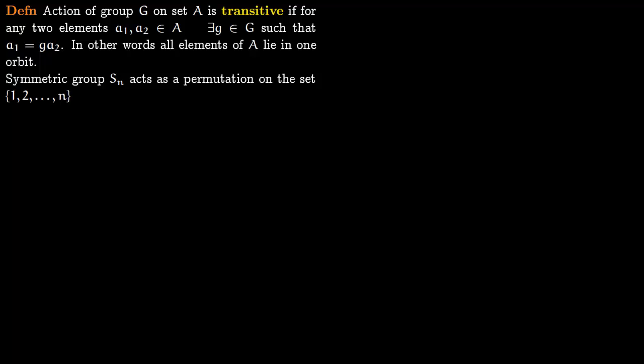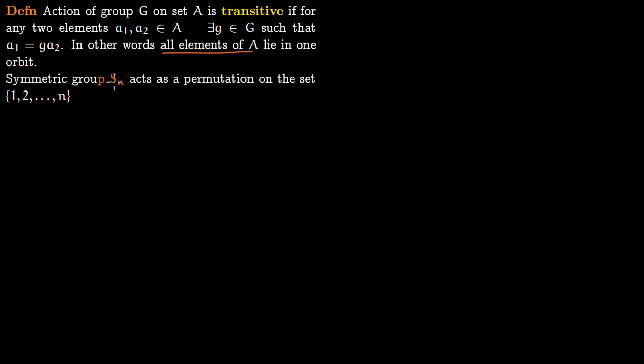So let us recall transitive action of a group. An action of a group G on some set A is called transitive if for any two elements, say a1 and a2, lying in the set A, there exists an element g in the group G such that a1 is equal to g a2. So you can connect a1 and a2 via this element g. In other words, all elements of set A lie in one orbit.